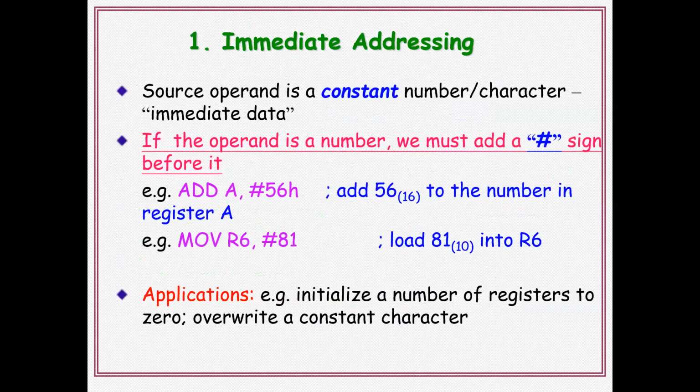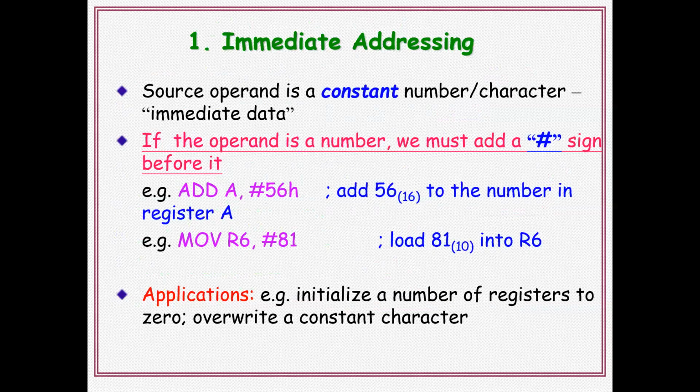The first addressing mode is immediate addressing mode. In this immediate addressing mode, the source operand is a constant number or character, that is immediate data. If the operand is a number, we must add a hash sign before it. For example, ADD A, #54h. In this example, the content of the accumulator is added to the immediate value 54h.